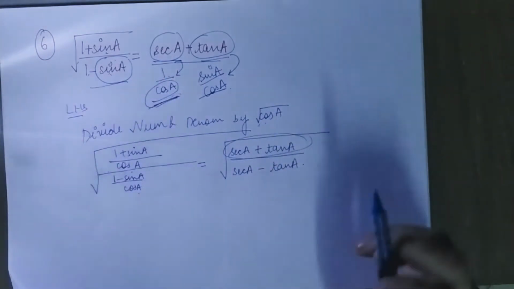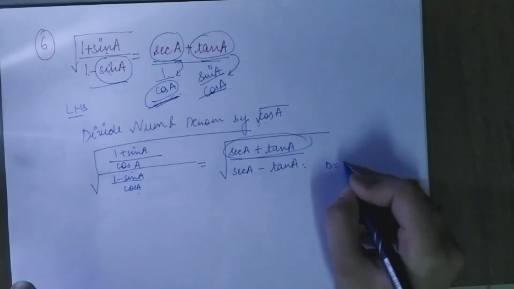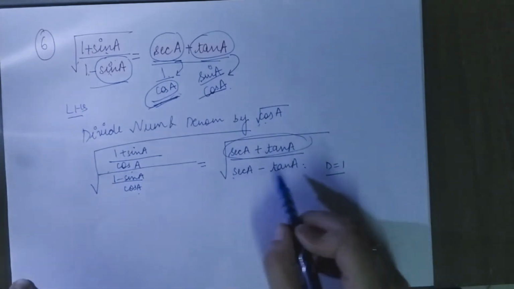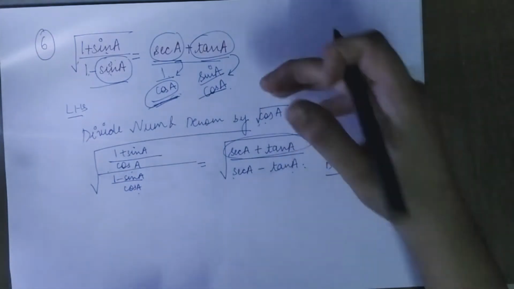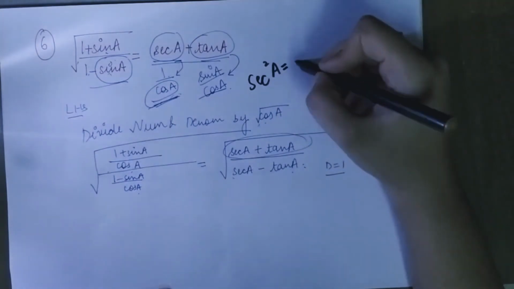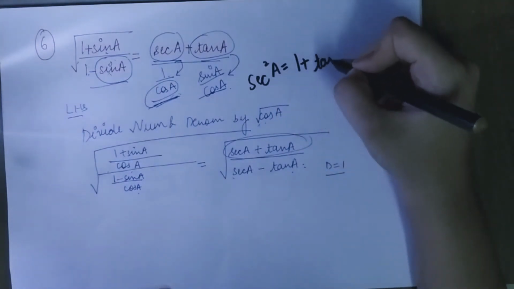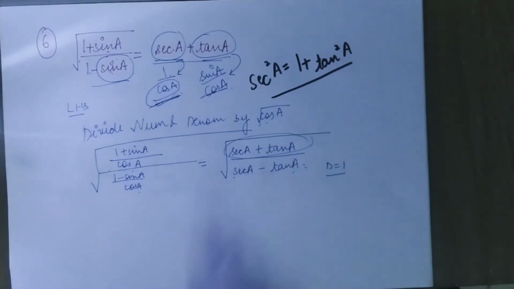We need what? See, here we want the denominator to be 1. Therefore, we need to think of a relation between secant A and tan A such that we get a 1. So the relation is what? Secant square A is equal to 1 plus tan square A. I hope you remember. This is the relation we are going to use over here.